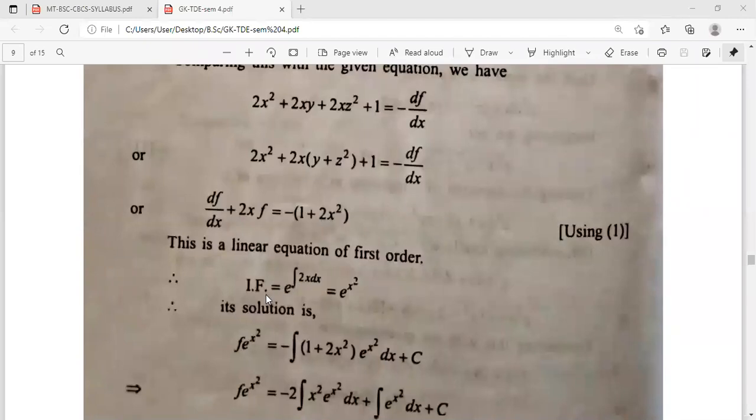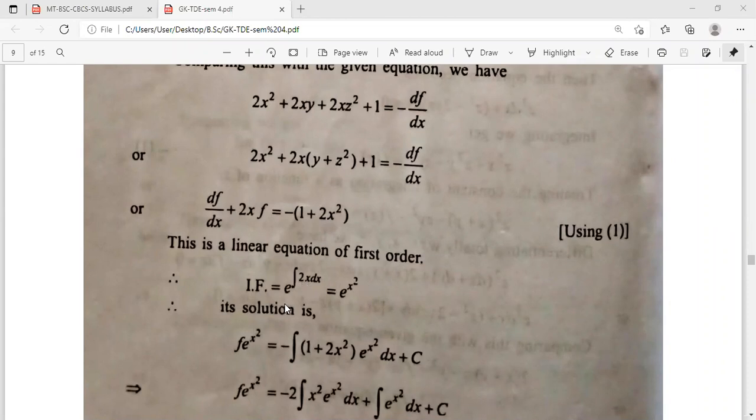Integrating factor we have to write first. If dy by dx plus py equal to q is there, then you write integrating factor equal to e to the power integral p dx. You see, if you compare this with dy by dx plus py equal to q, p equal to 2x you are getting here. Integral p dx you are writing here. Now, if you integrate this, you get 2x square by 2, the 2 gets cancelled, so only x square.